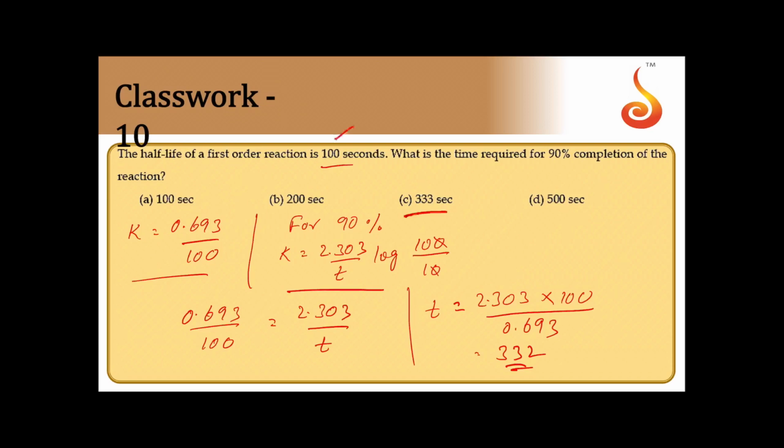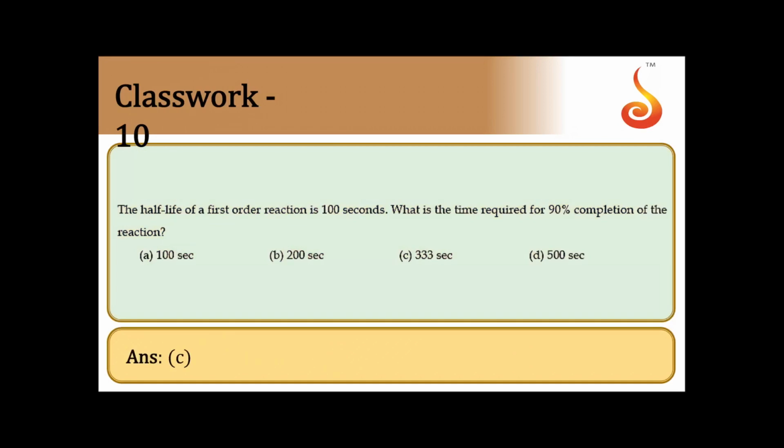So the half-life is given as 100 seconds. We found the value of K for that. For 90% completion, the initial value is 100 and 10 remains. We have taken the first order equations, we equated both, and we got the answer as 332. The answer is option C. Then the 11th one.